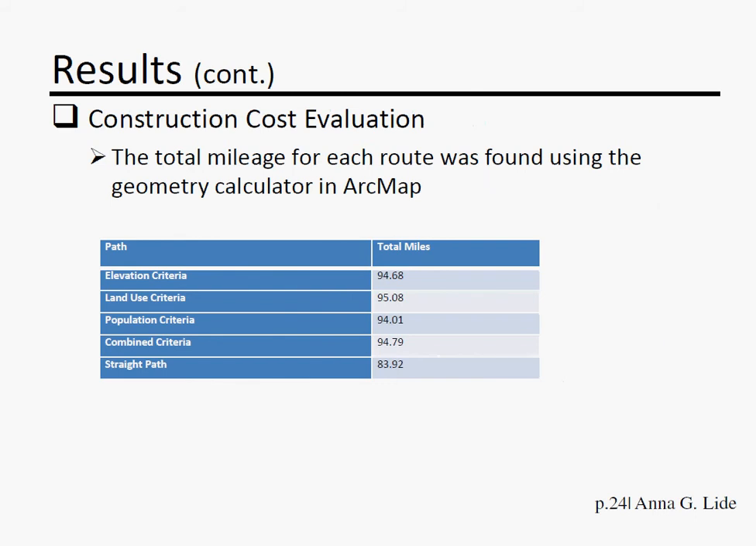The total mileage for each route was found using the Calculate Geometry feature in ArcMap. The straight line path showed the least mileage. However, the lowest mileage does not necessarily mean the lowest construction cost. The least cost path analysis allowed for reducing water crossing, reducing changes in elevation, and lower population density.